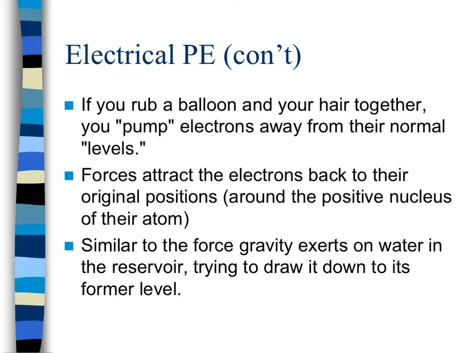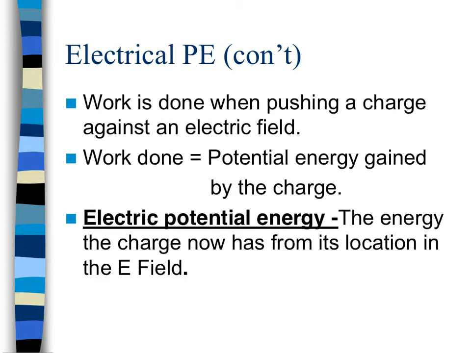So if you rub a balloon on your hair, we know that the hair gives off electrons and it goes towards the balloon. Now you're pumping electrons away, giving them higher electric potential energy. Because of that, the energy goes up and they want to come back to the hair, which makes the hair and the balloon seem to want to stick together. That form of attraction happens because of the electric potential energy.